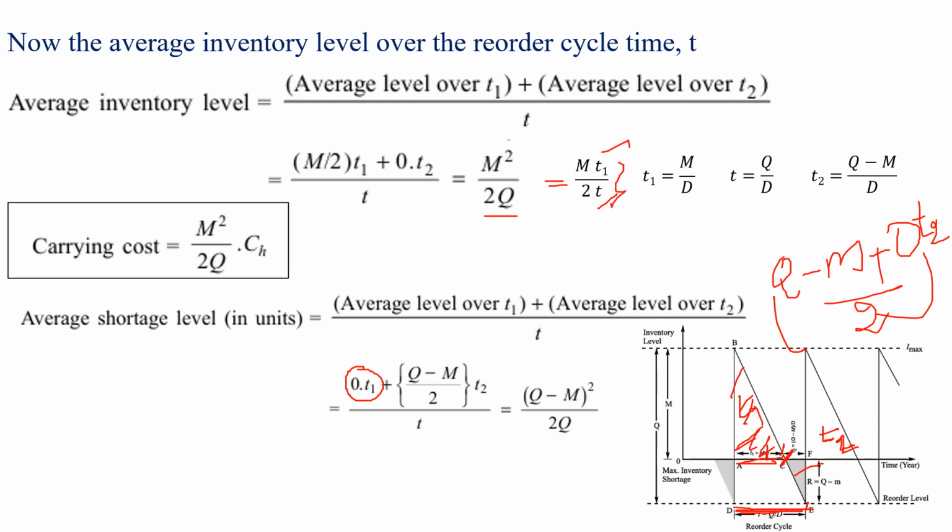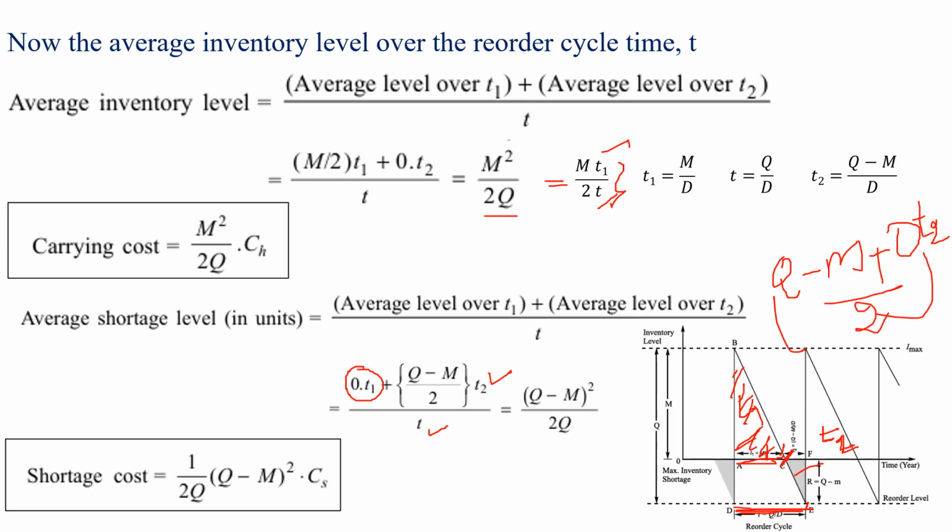Why is it considered 0? Here we are not considering any shortage. Plus the average shortage: the maximum shortage is Q minus M, plus the minimum shortage is 0, divided by 2. The average you have to consider, that is divided by 2 into T2 divided by T. Here we know the T2 value and also the T value, that is Q minus M by D divided by Q by D. Obviously D will cancel. It will become Q minus M divided by Q. So it will become Q minus M whole square divided by 2Q.